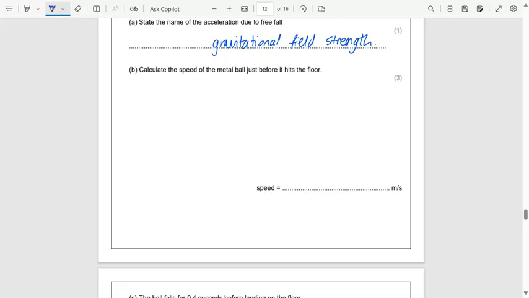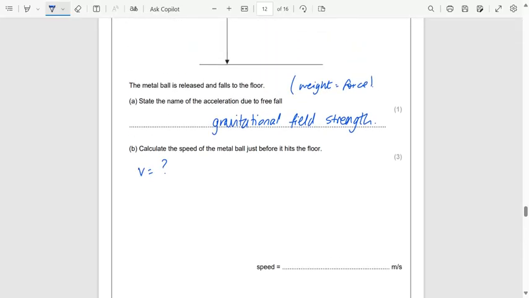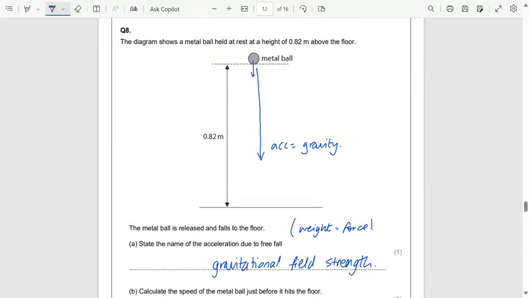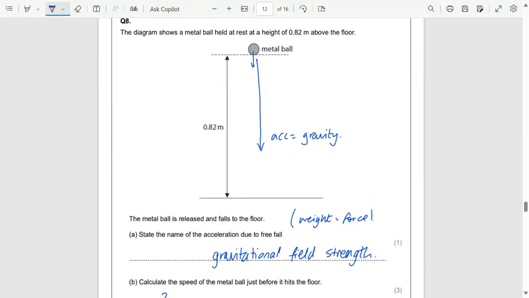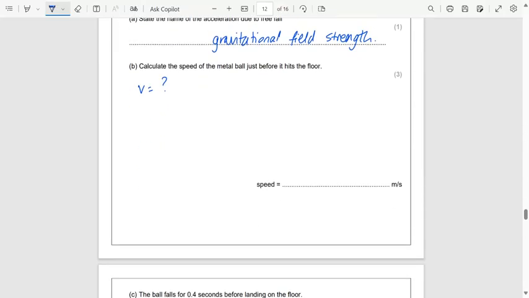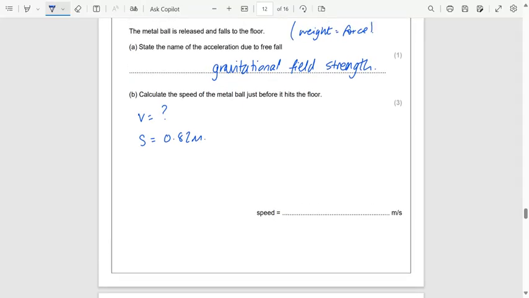Calculate the speed of the metal ball just before it hits the floor. So I'm trying to find the V, the speed. Let's have a look at what we've got. We've got a distance that it travels is 0.82 meters. I also know the acceleration, and that's gravity, so that's 10. I'm trying to find V, and I've got S and A. If I look in my formula booklet, I have this formula, and this is one of the harder ones.